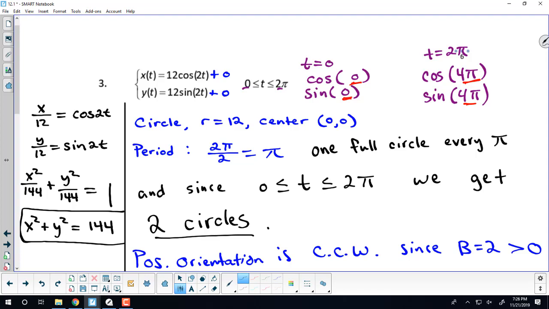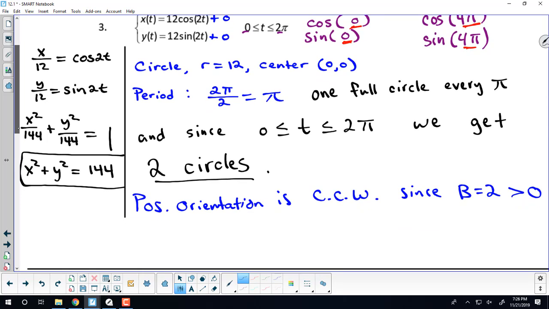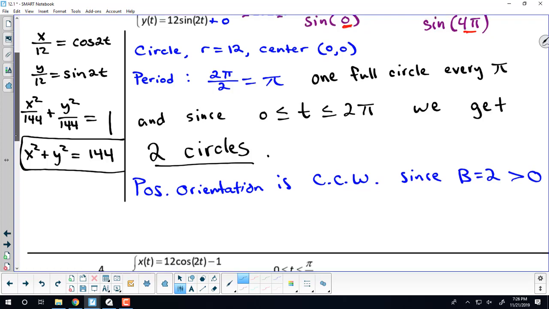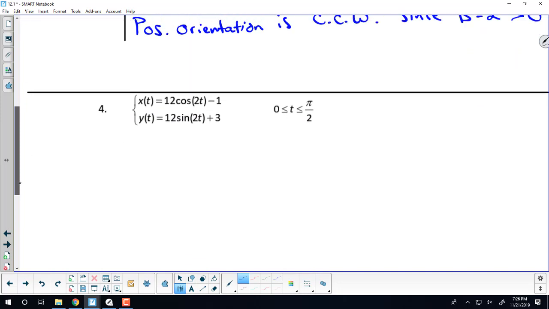So that's always the trick, or the procedure, when we're converting a parametric equation that involves sines and cosines into x and y. Basically, you solve for sine and cosine and then square both sides. Okay. Any questions on this? Okay, what about example 4?